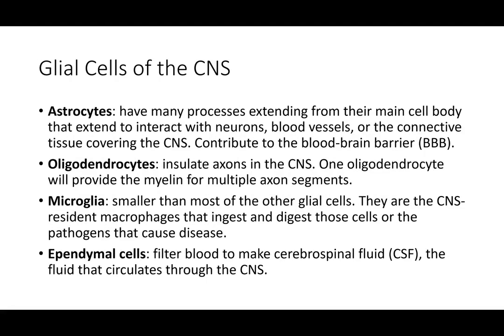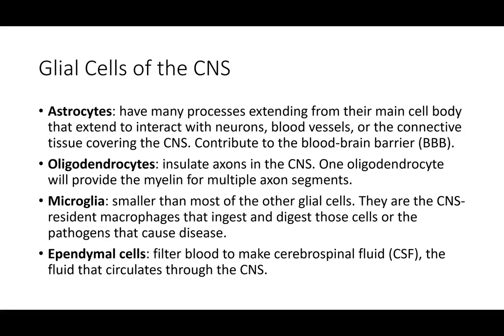All right, so that's all about neurons. Let's talk about the glial cells. And we're going to start off talking about the glial cells found in the central nervous system. There are very similar ones found in the peripheral nervous system that are going to have similar jobs, but their name is different and their structure's a little bit different. But starting off here with the central nervous system, we have astrocytes, oligodendrocytes, microglia, and epidermal cells.